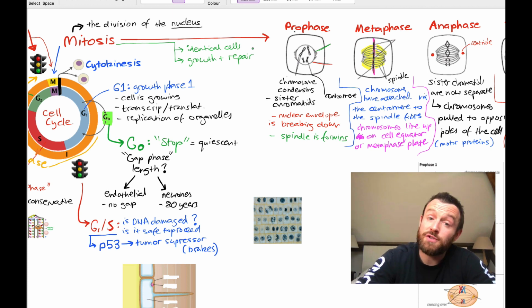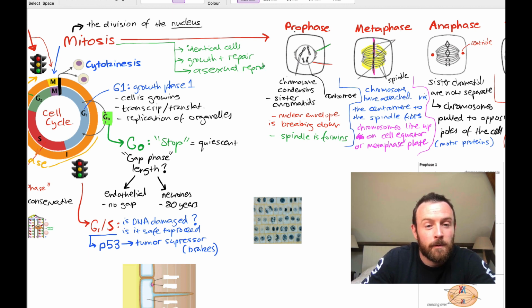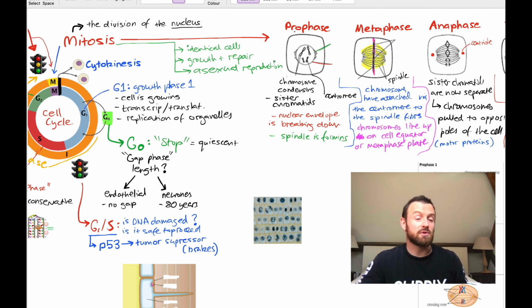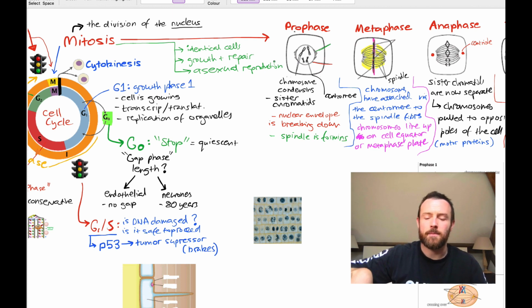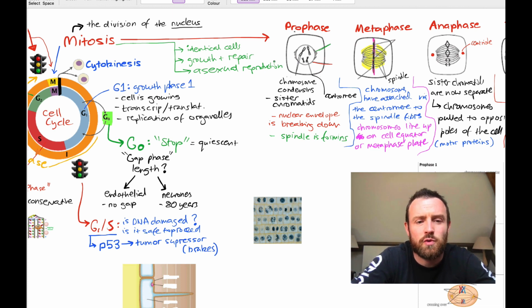So mitosis can also be used for reproduction, but it is with asexual reproduction in certain organisms. That could be plants, for example. Plants can sometimes reproduce asexually by growing runners underground, and the new plant pops up next to the original plant. That would be asexual reproduction.